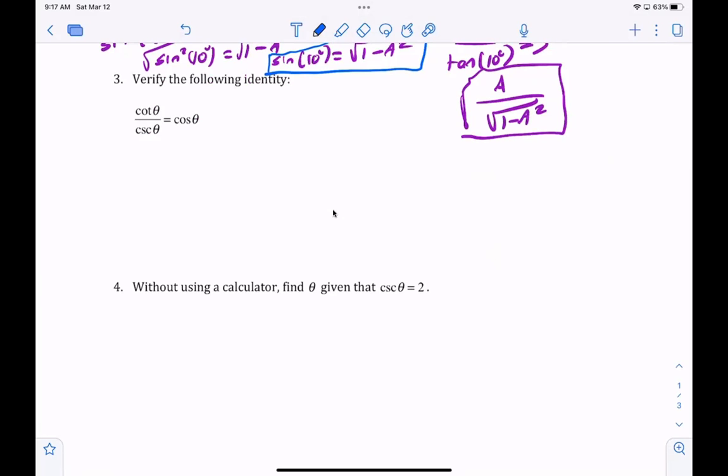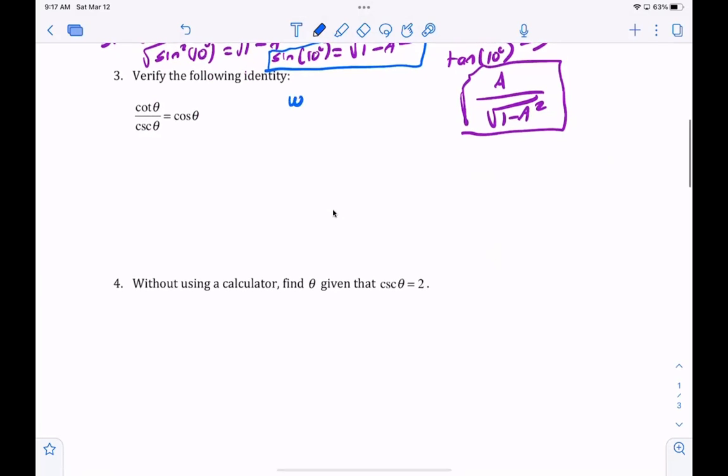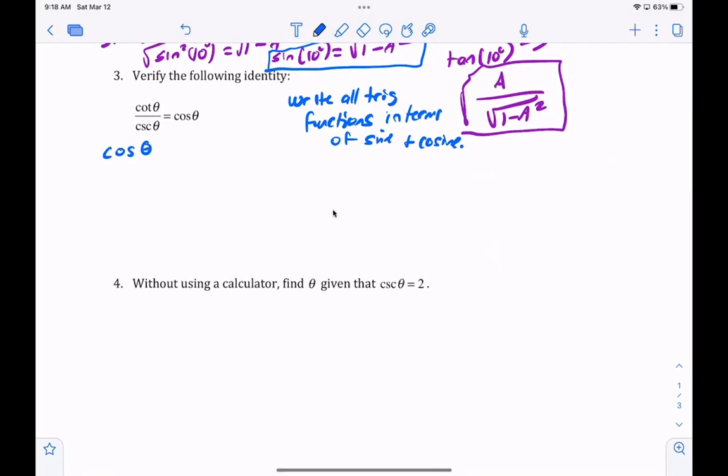So one strategy that we can use is we can write all trig functions in terms of sine and cosine. So I'm going to do that and hope that this will simplify to cosine theta. So cotangent theta, I can write as cosine theta over sine theta using the quotient identity. And cosecant theta, I can write as 1 over sine theta using the reciprocal identity.